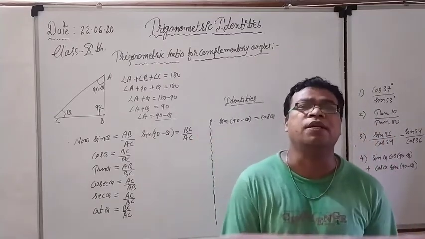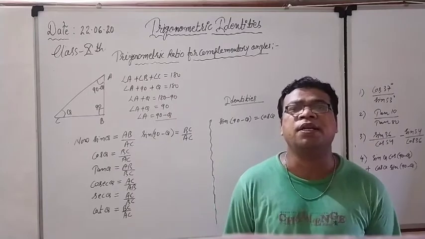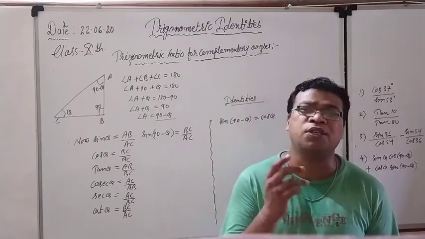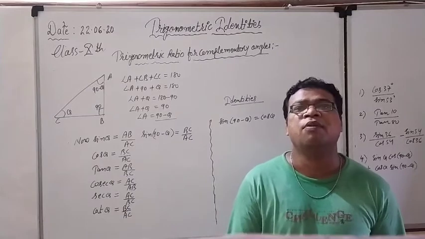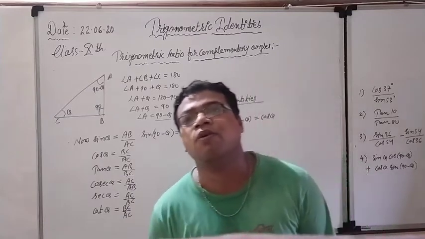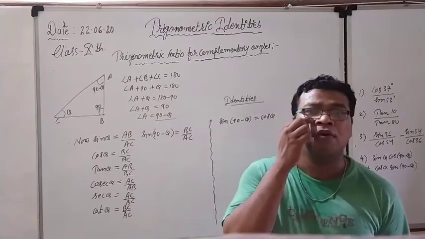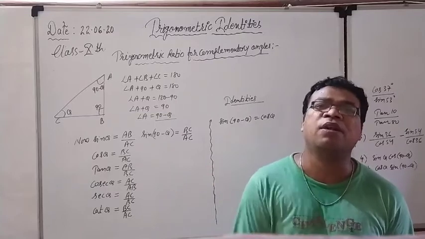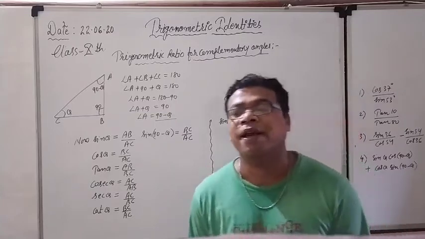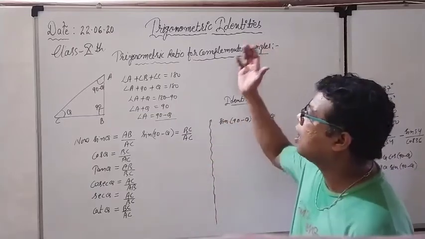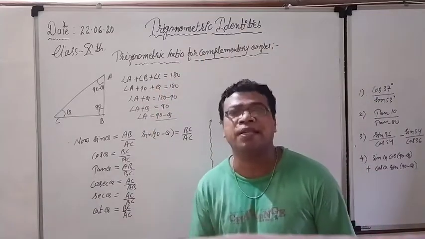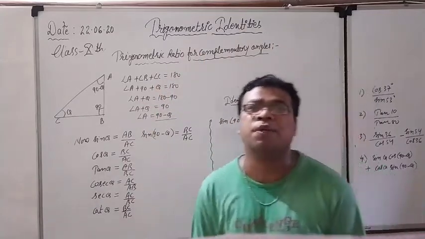For example, 30 degrees. What is the complementary of 30 degrees? 60 degrees, because 60 plus 30 is equal to 90 degrees. For example, 70 degrees. What is the complementary angle? We just have to subtract the given angle from 90 degrees. Now see how it is used for the trigonometric ratios.